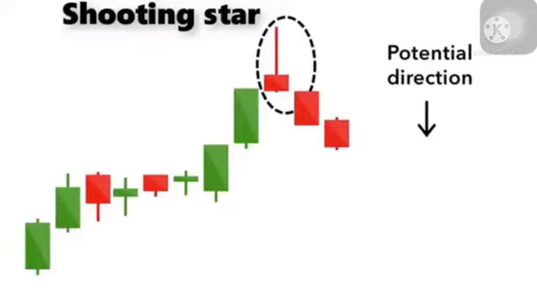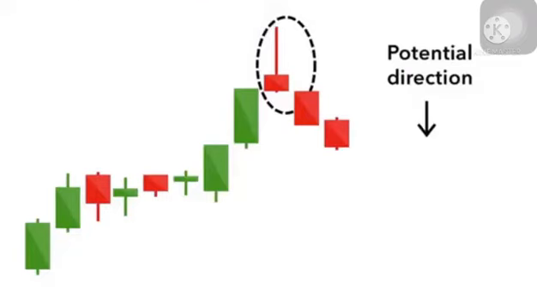It has a small lower body, and a long upper wick. Usually, the market will gap slightly higher on opening and rally to an intraday high before closing at a price just above the open, like a star falling to the ground.